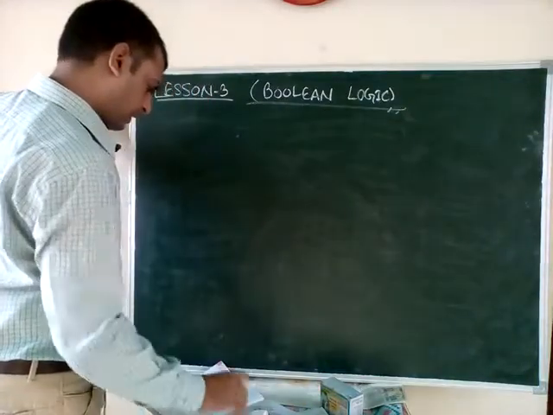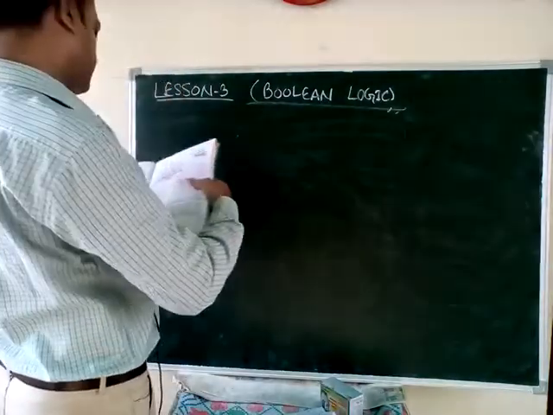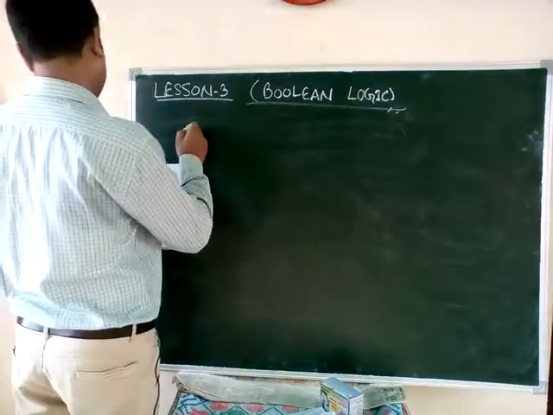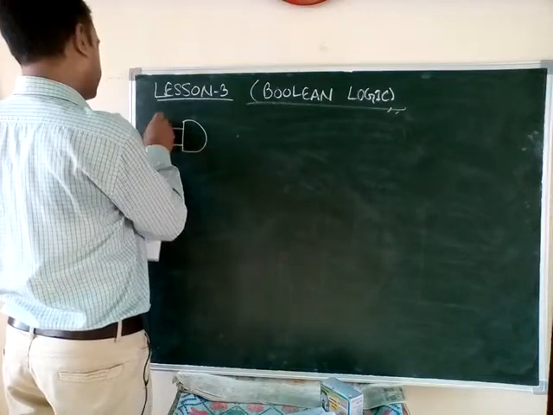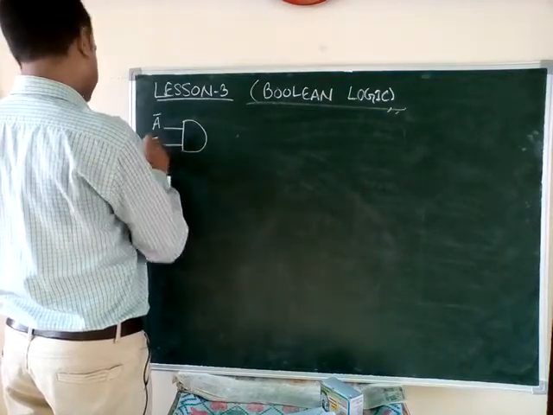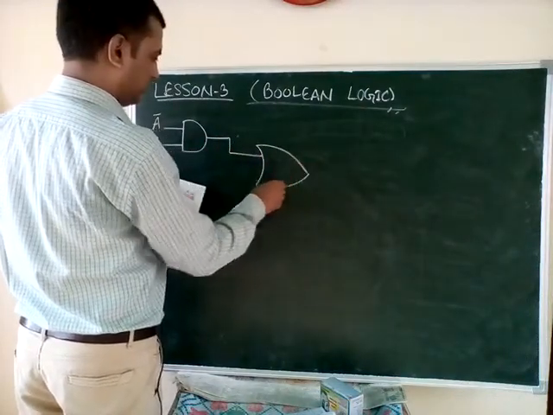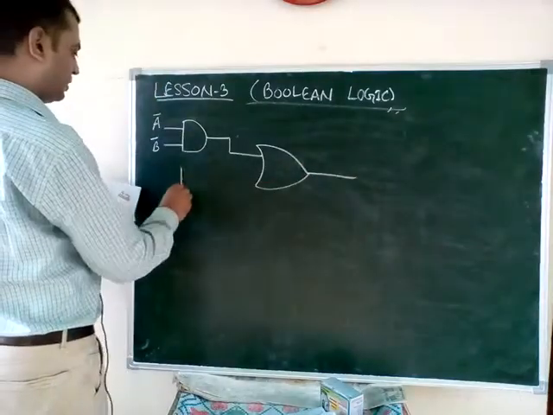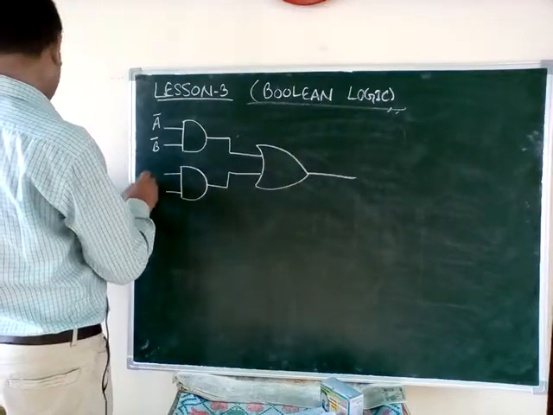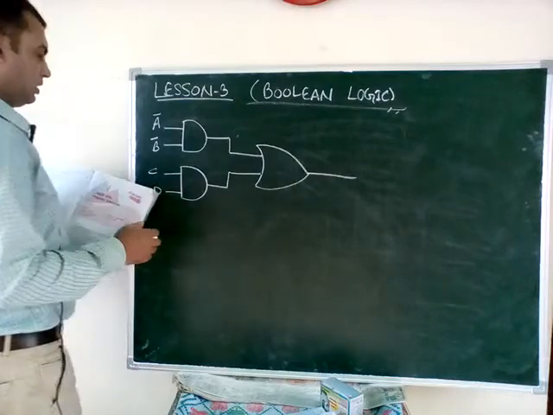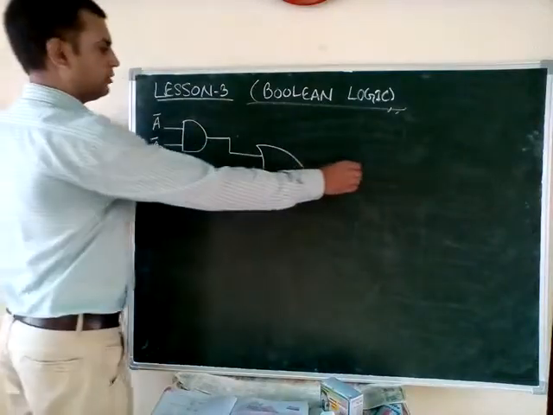Now students, as in yesterday's video also I discussed, this kind of question may come in your exam as well. This is an AND gate, input is A bar and B bar. This is an OR gate, and one more AND gate, and its input is C and D. In this, derive the Boolean expression. What will be the answer? Finally what will you get here?